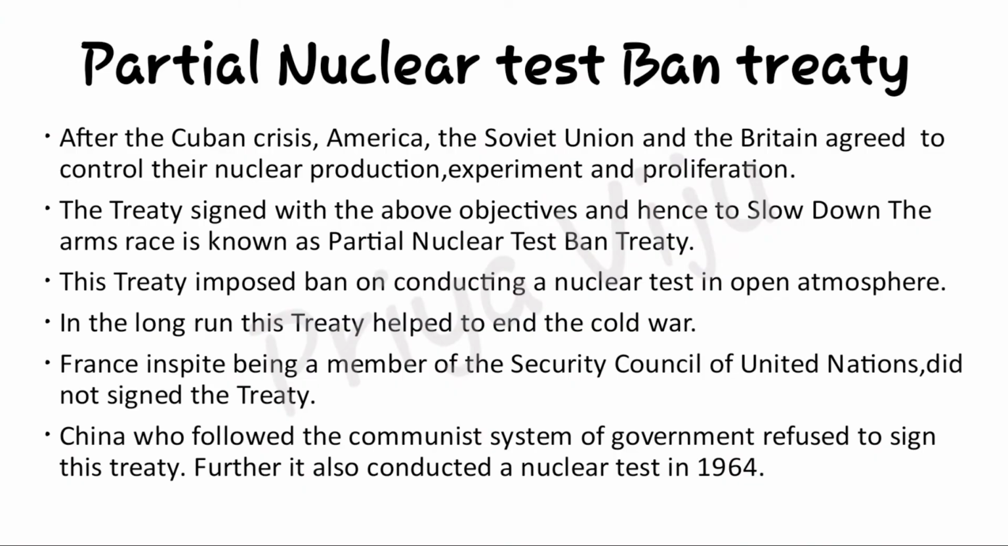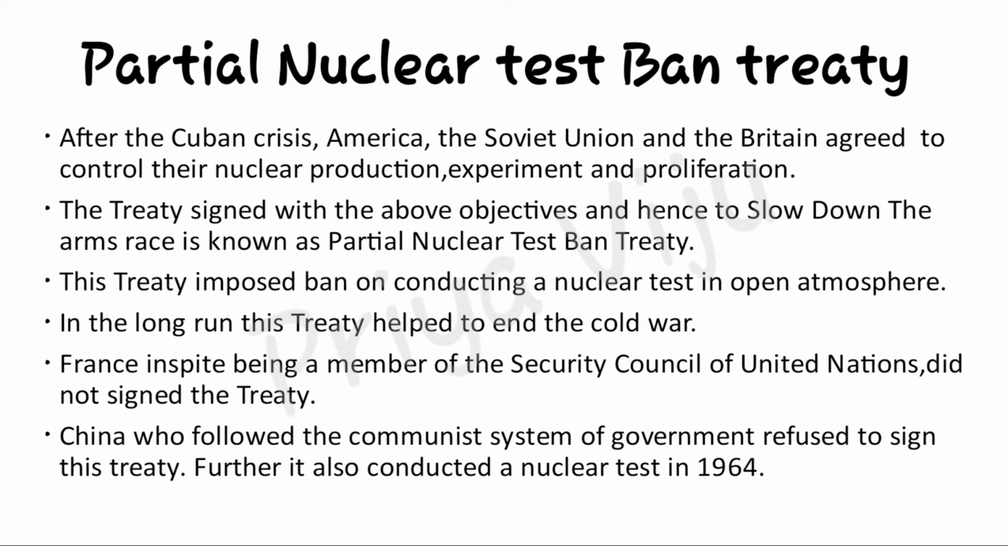Now, moving to the partial nuclear test ban treaty, that heading is not there in our textbook, but I would like to explain it to you. America, the Soviet Union and Britain agreed on maintaining control over nuclear production, experiment and proliferation. What do you mean by nuclear production? Manufacturing of nuclear energy, then experimenting with it, and proliferation. Proliferation means breeding, reproduction, multiplication. So here we will go with multiplication, that is manufacturing in huge numbers. And this agreement is known as the partial nuclear test ban treaty.